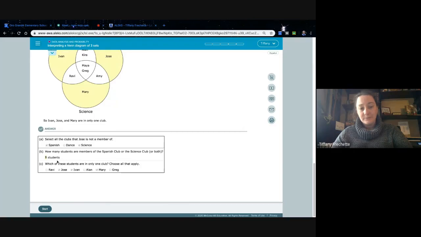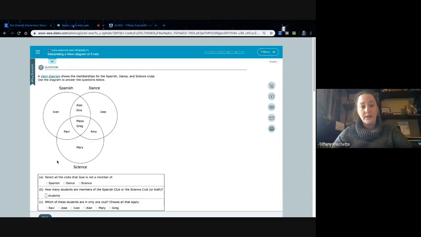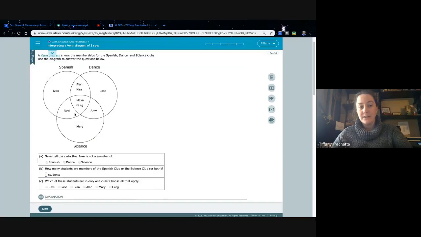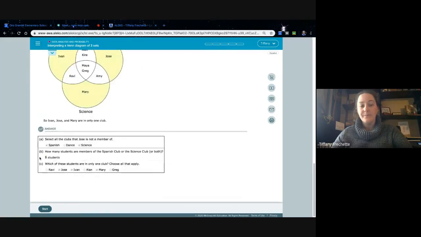Oh, you know what? I fibbed to you. It said Spanish or science, so we have to include the overlapping area. I forgot to include these 4 students, and I also forgot to include Amy. I was only looking at these ones for onlys, but we have to make sure we look at the whole bubble. So I would have actually messed you up on that one just a little bit. So the total for Spanish or science club would be 8. And then Jose, like I said, we just check these 2 boxes.